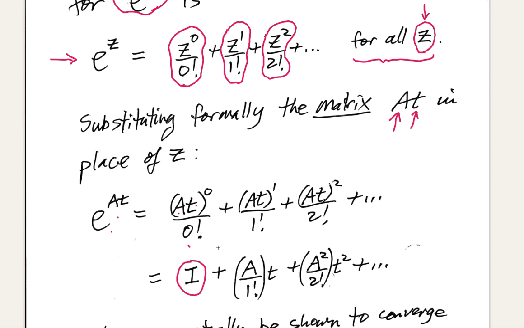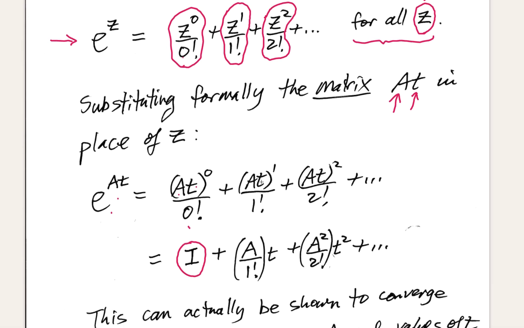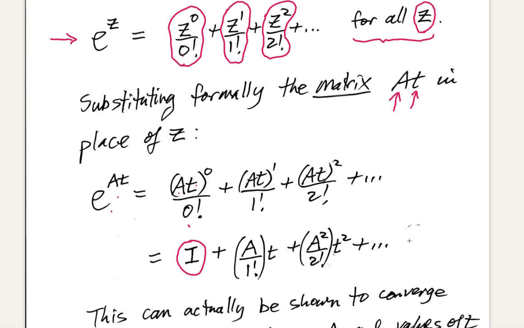Okay? Now, let's look at the next part. This would be A to the first power over 1 factorial times t, right? And the second part would be what? Since t is just a scalar, I could take the scalar t squared out here, and that would be A squared over 2 factorial. And then what? A cubed over 3 factorial t cubed, and so on and so forth down the line.